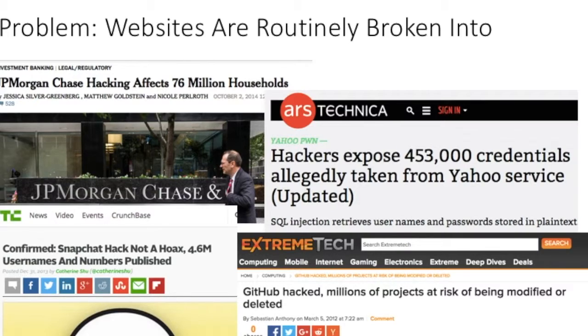Websites are routinely broken into, resulting in service disruptions, defacement, surveillance, and the one we're all probably too familiar with, massive data breaches. Now, the focus of this talk is going to be remote exploits because they're the most dangerous. Anybody from anywhere on the internet can mount these attacks due to the public-facing nature of websites. And in fact, all the stories above were the result of a remote exploit on the website software.